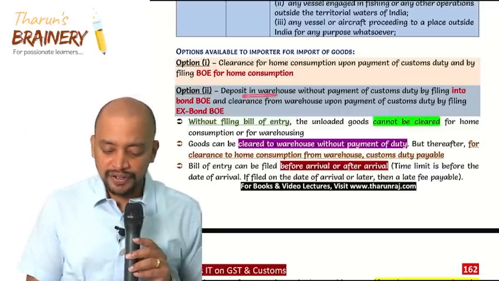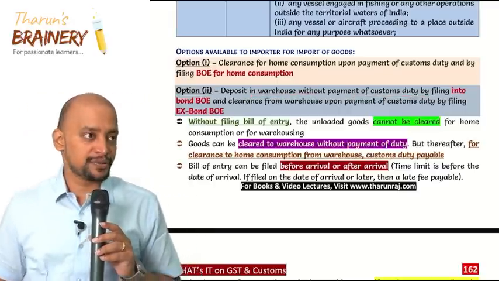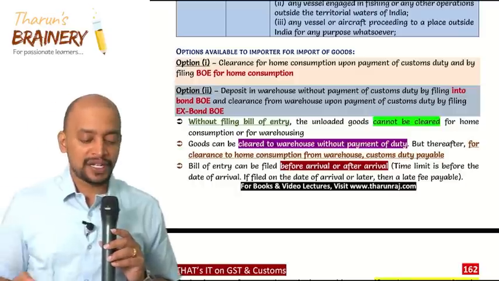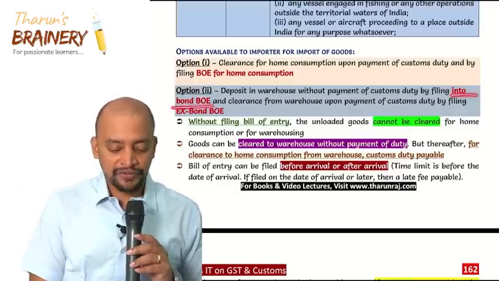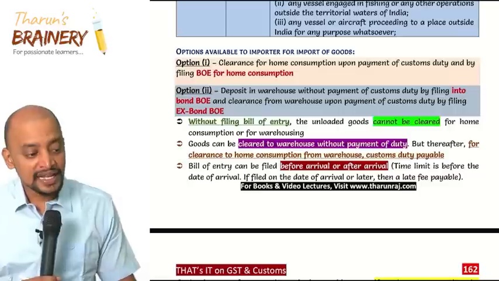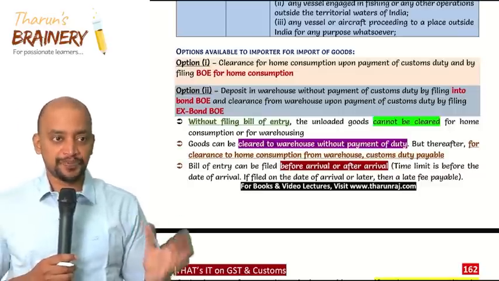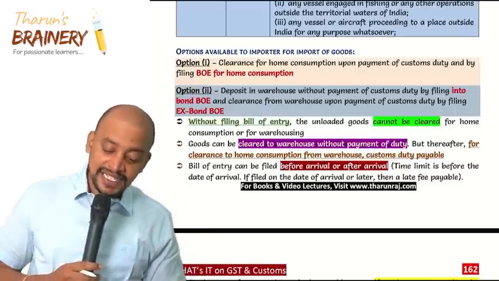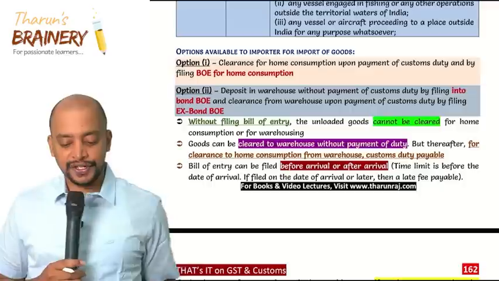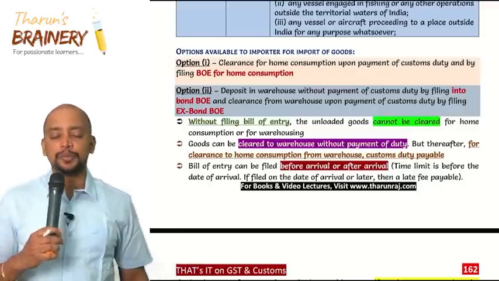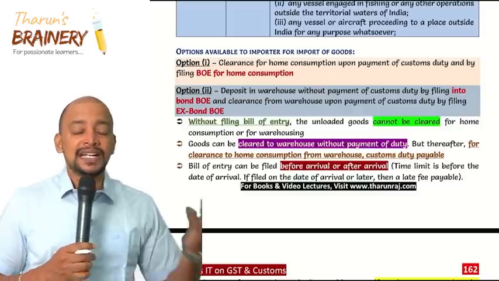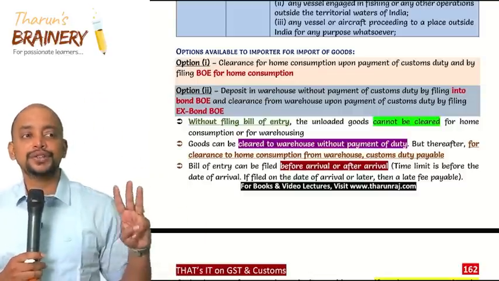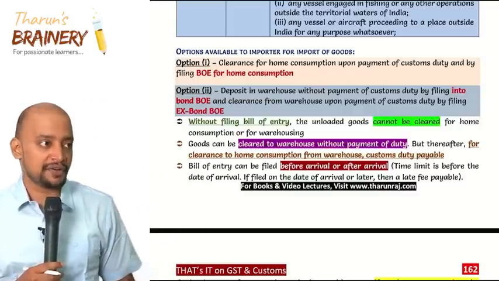So deposit in the warehouse is without payment of customs duty, by filing one document, one bill of entry. What is the name of that bill of entry? Into bond bill of entry, also known as bill of entry for warehousing. Then clearance from the warehouse upon payment of customs duty is by filing ex bond bill of entry. What is the purpose of this ex bond bill of entry? Taking the goods from the warehouse. So in total there are 3 bills of entry that we have come across here.